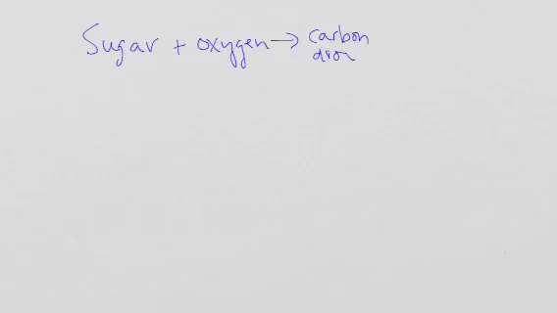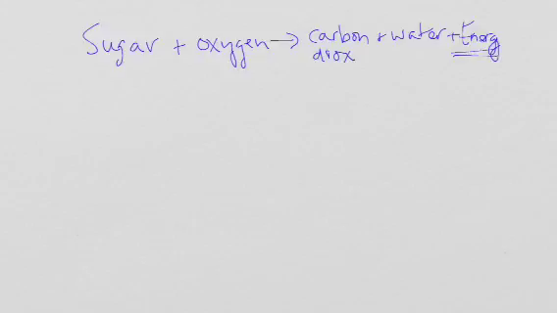Cellular respiration involves the breakdown of sugar in the presence of oxygen to give rise to carbon dioxide, water, and energy. And it's this energy that the mitochondria releases that the cell uses.